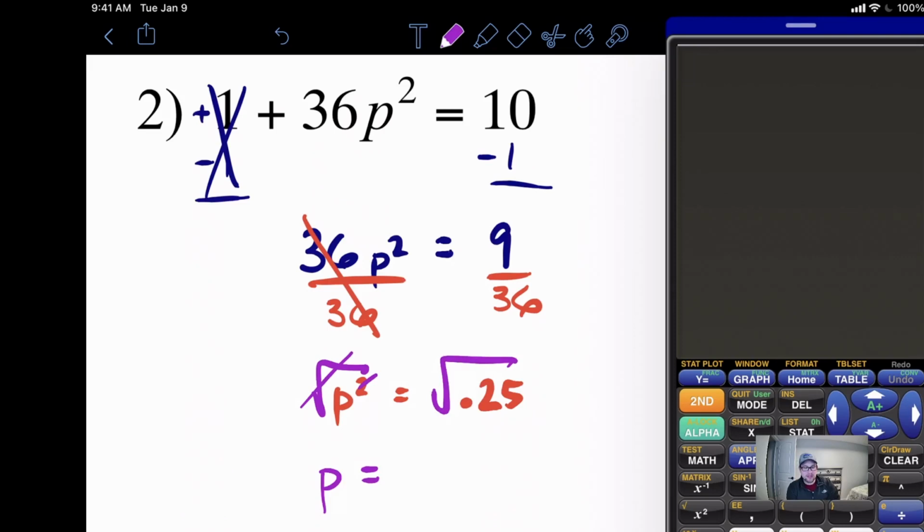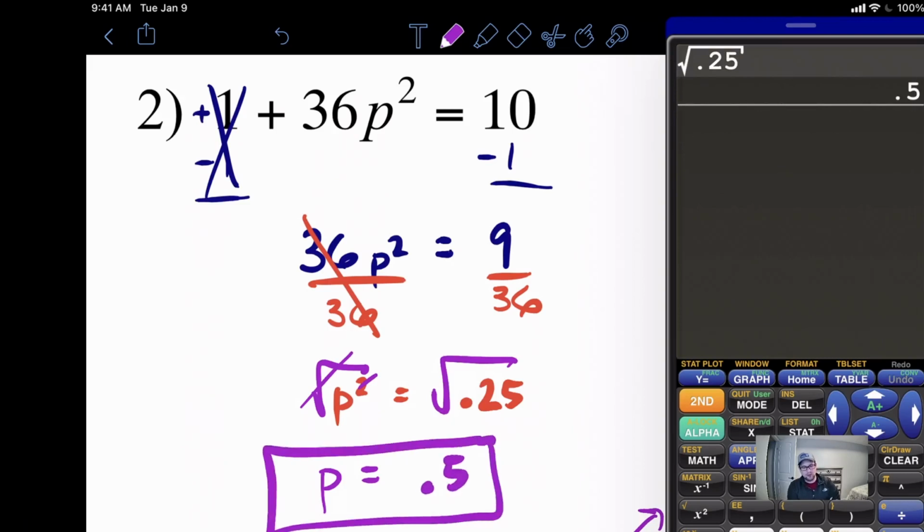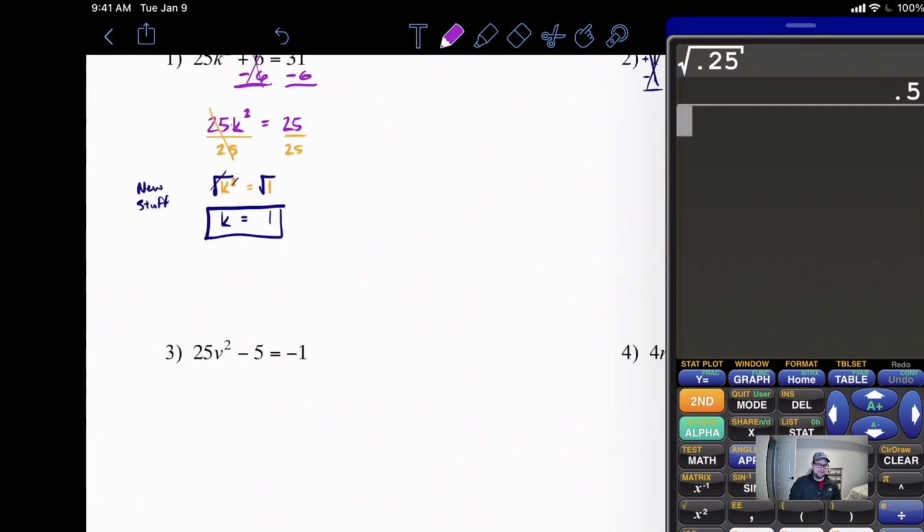Now, on your calculator, you should have a square root button. And it's important to know where that button is. On my calculator, it's right here. You can see that square root symbol. But I have to use my second key to get there. Try to find yours on your calculator. And if you're having trouble, please make sure you're reaching out to me. So I'm going to do second square root of 0.25. And I get 0.5, which means that will be my answer. Nice job. Let's do another one.